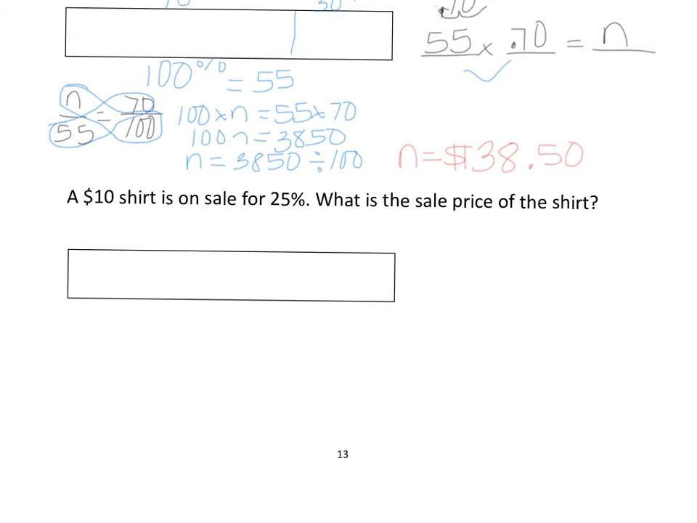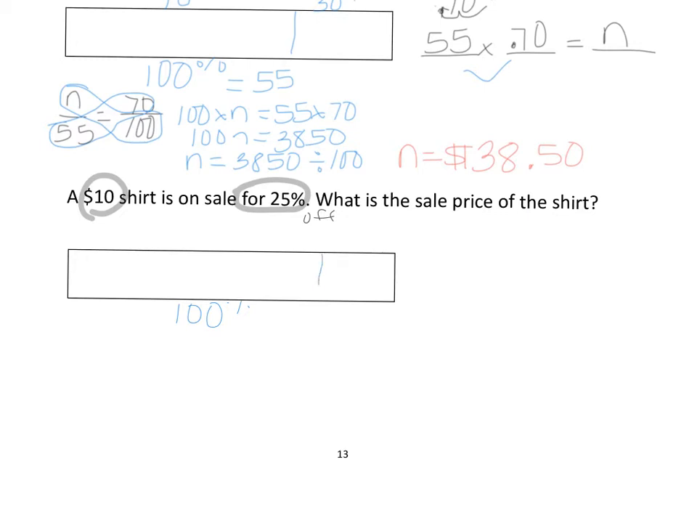And the third example on page 13. A $10 shirt is on sale for 25% off. Or excuse me, a $10 shirt is on sale for 25%. What is the sale price of the shirt? Well, if the bar represents 100% and the shirt is on sale for 25%, please add the word off there because that typo is missing from the problem.